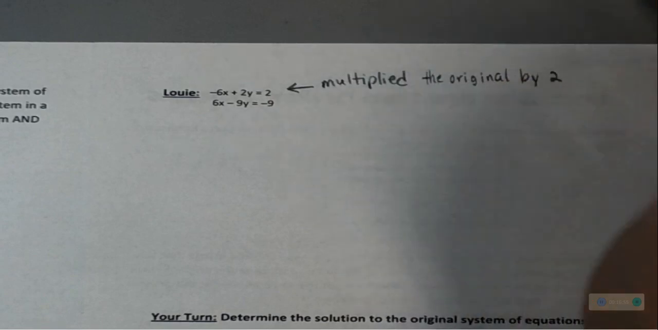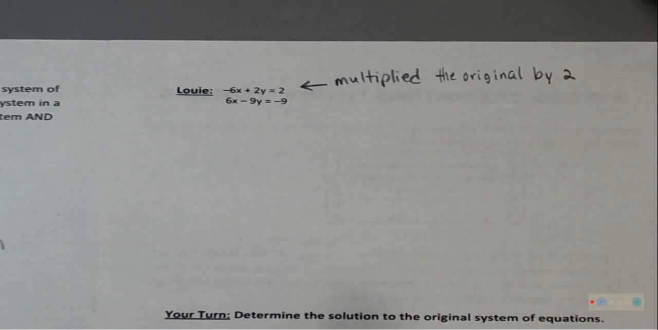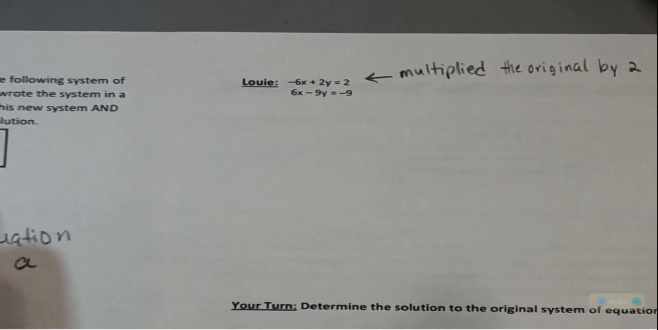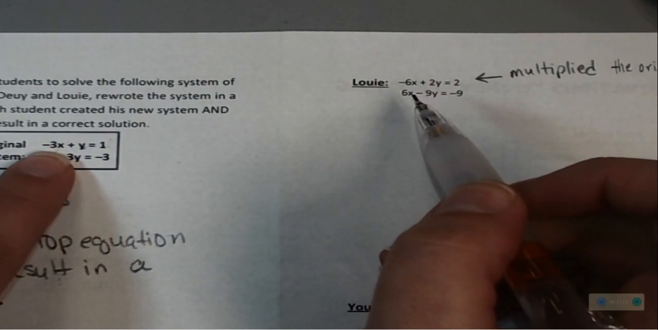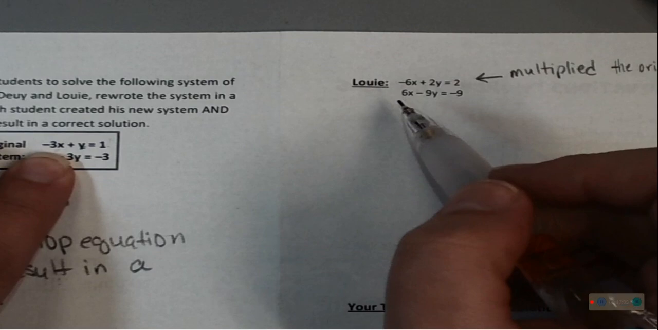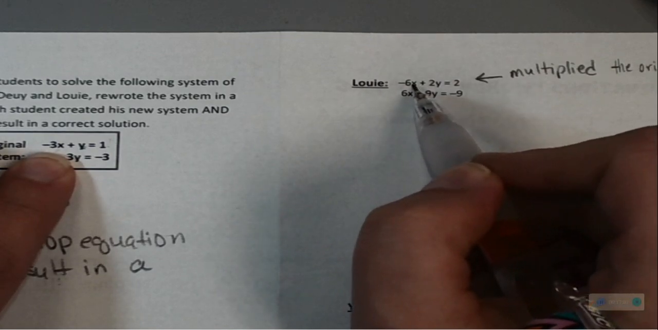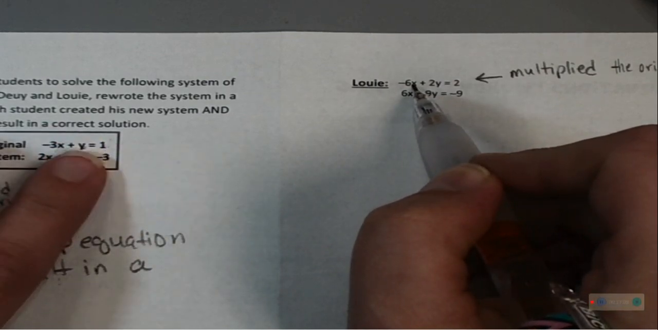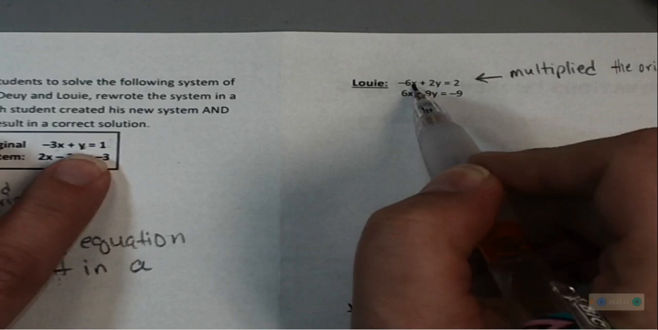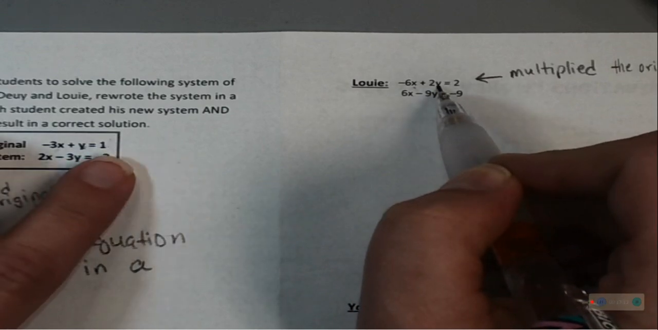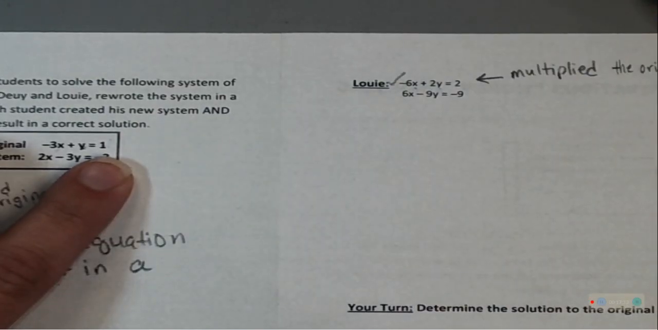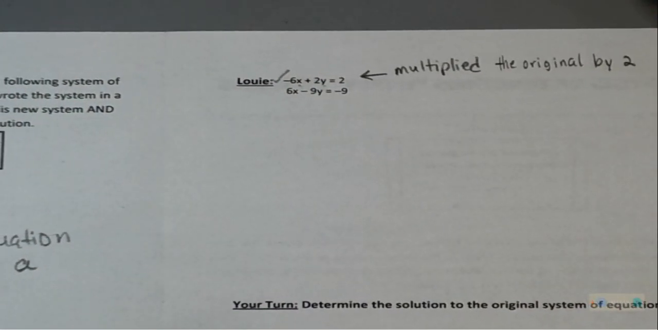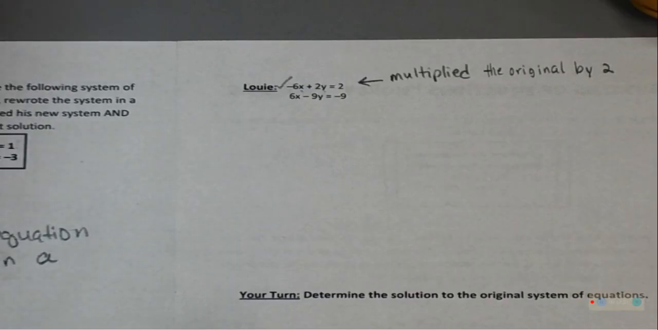Multiply the original by 2. Now, let's make sure he did that correctly because we saw the last guy didn't do it correctly. What is negative 3x times 2? Negative 6x. So far, Louie is good. What is y times 2? 2y. And that's what he wrote. And what is 1 times 2? 2. So far, Louie is good on the top equation. Multiplying by 2 was the correct thing to do.